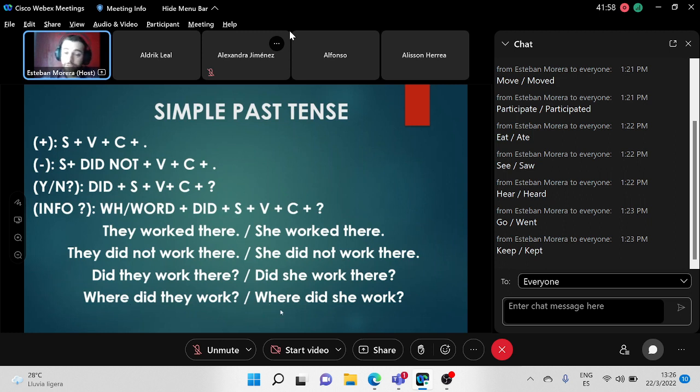Where did she work? Where did they work? These two examples are examples of information questions in simple past tense. Once again, I am using the auxiliary did, right? And if you pay attention to the verb, I'm using the verb in the simple present tense form, in the standard form. So as you can see, guys, only in the positive sentences, only in the first two examples, I wrote the verb in the past form, okay?